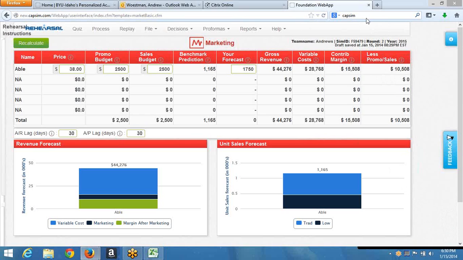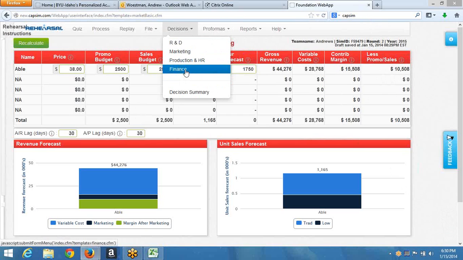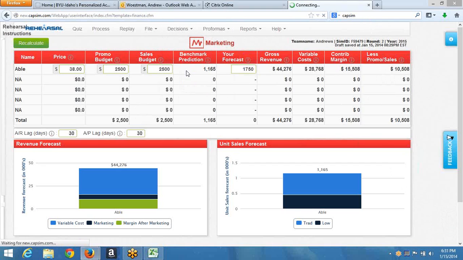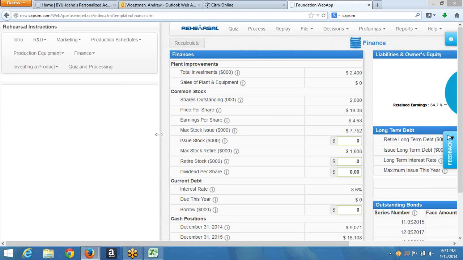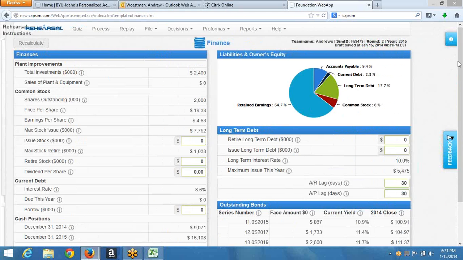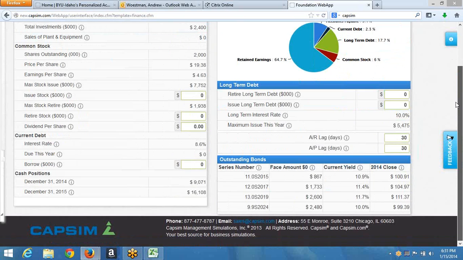So once you actually do all this, then you're a step closer to getting what you want. The next thing you're going to do is go to your finances. So go to your decisions and then finance to see how much money you have in order to invest into your company.